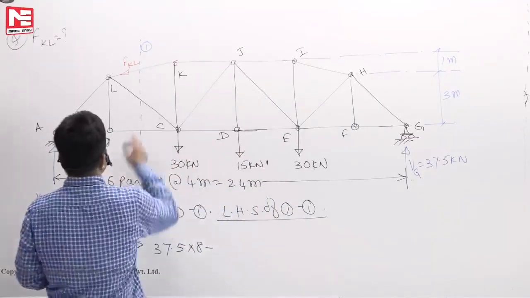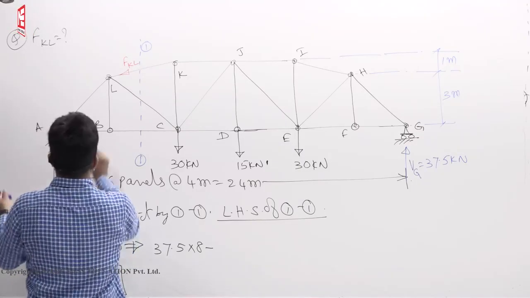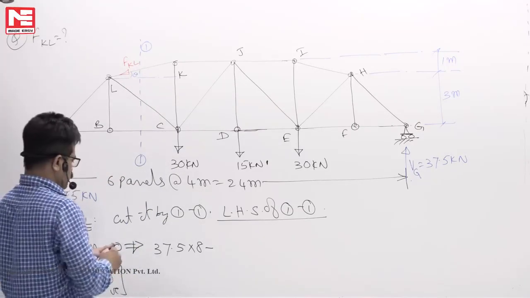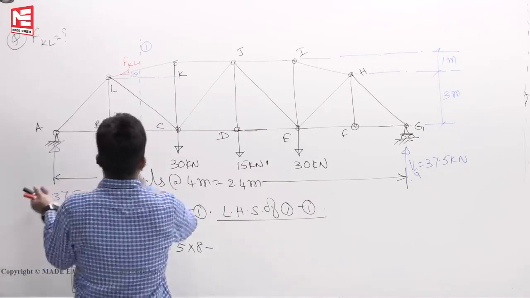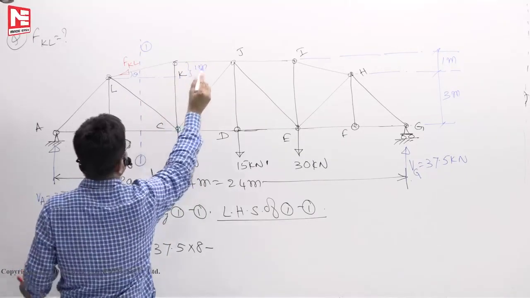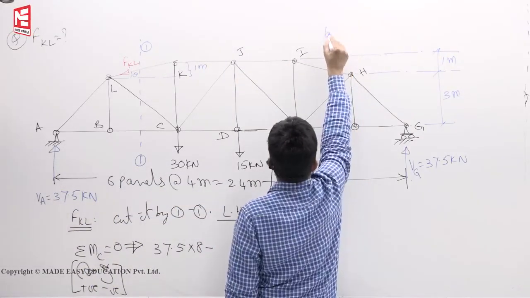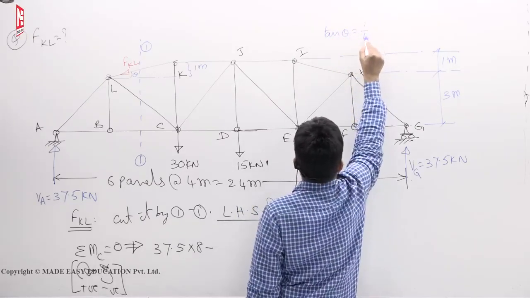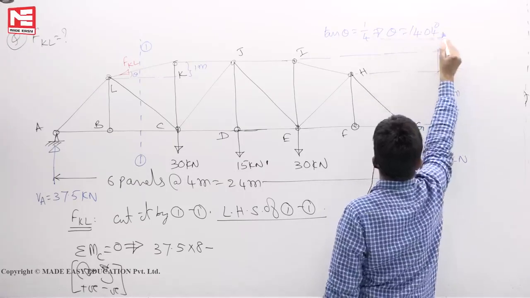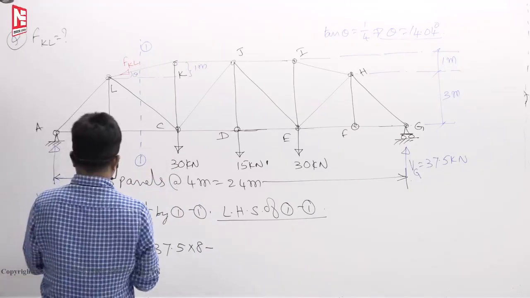So now for the x component and y component of FKL, I must know the angles. This angle, let us say theta. Then what is theta? Tan theta is this height, from here to here it is 1 meter, and this length is 4 meters. So what is tan theta? I will write it here. Tan theta is equal to 1 by 4. So theta you will get around 14.04 degrees. So you will split it into components.